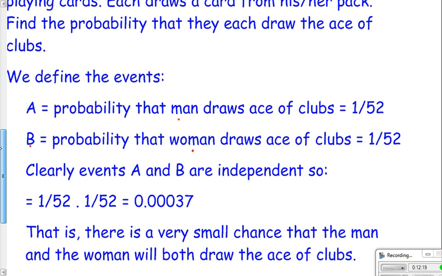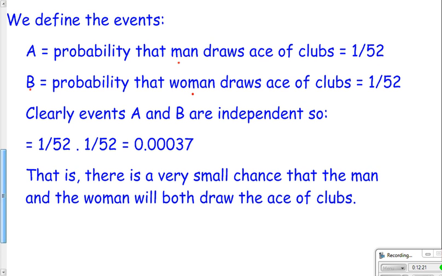Certainly one of their decks doesn't have any bearing on the other deck. And so in order to find the probability that both of them draw the ace of clubs, we just multiply the probability for each of them together. And so there's a very tiny chance, of course, that this would actually happen, that they would draw the same exact card, the ace of clubs.